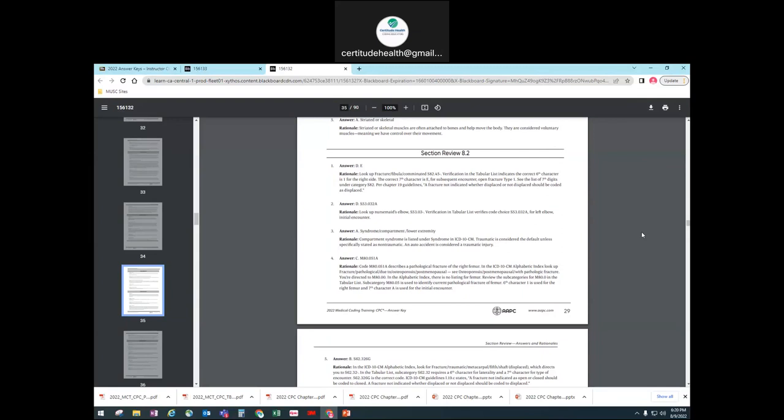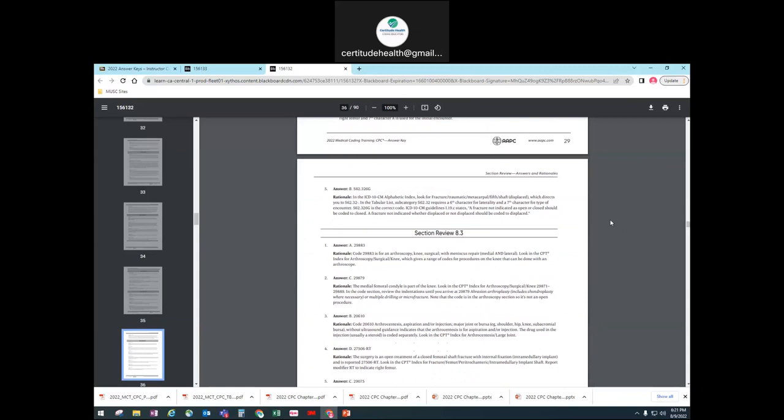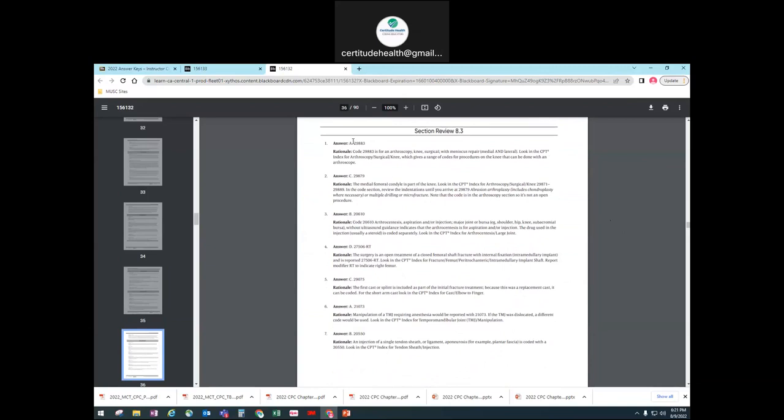So the seventh character definitions are in the tabular list. Just familiarize yourself with them, and you can reference back to this presentation to use that as a guide. But one thing I wanted to let you see, so that you can help yourself understand why the answers are what they are, is the section review for 8.3. And once you really get the hang of this, going forward is not going to be an issue for you, because all our chapters are going to be designed the same way.